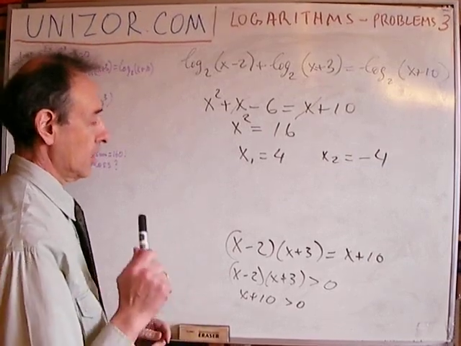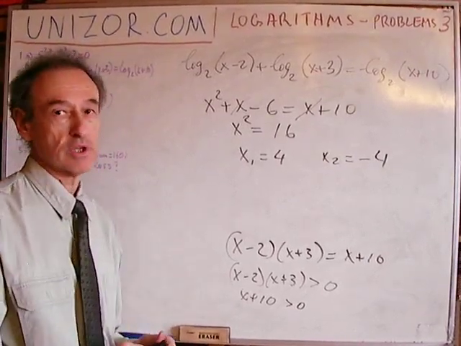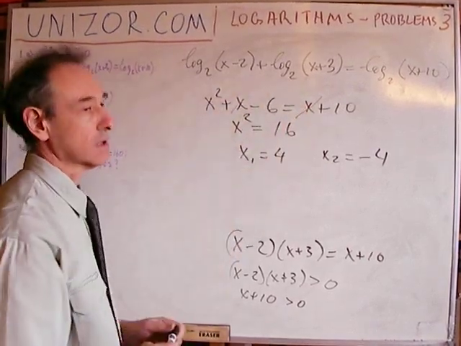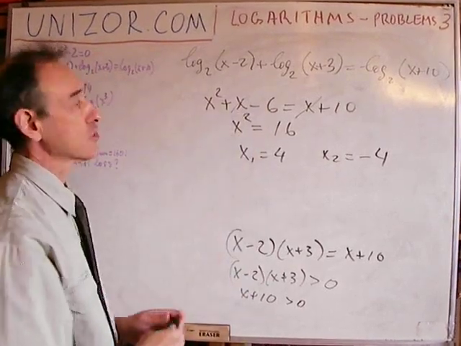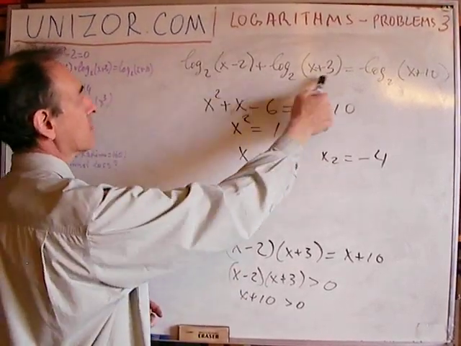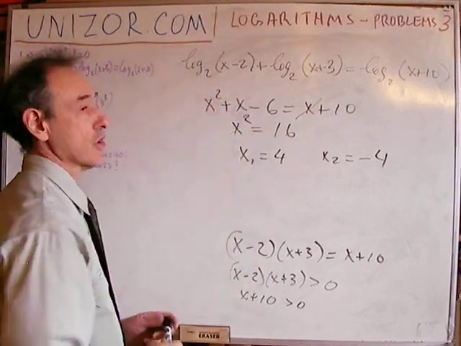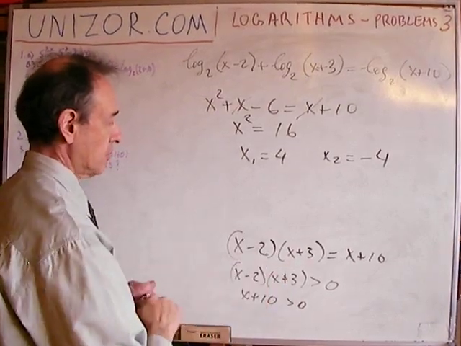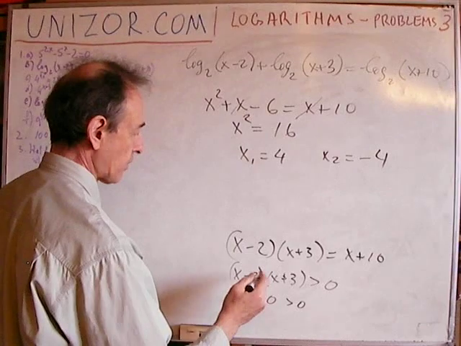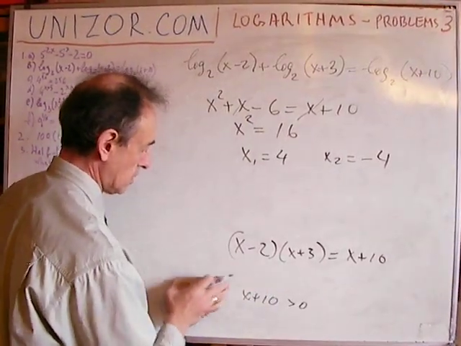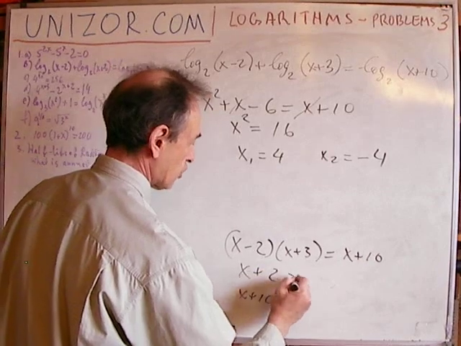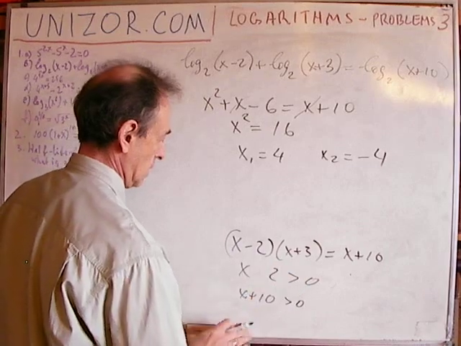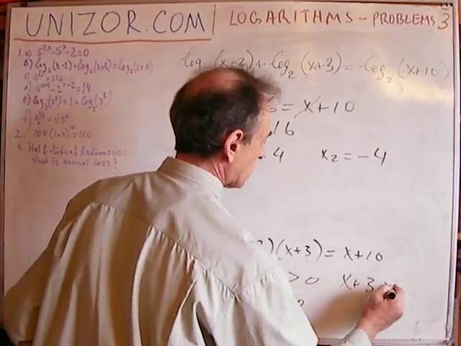However, I did skip one particular step. You see, I have already started solving the second equation, when I have log of x minus 2 times x plus 3. But the original equation has them separately. So not only this, but actually I have to apply separately that x minus 2 should be greater than 0, and x plus 3 should be greater than 0.